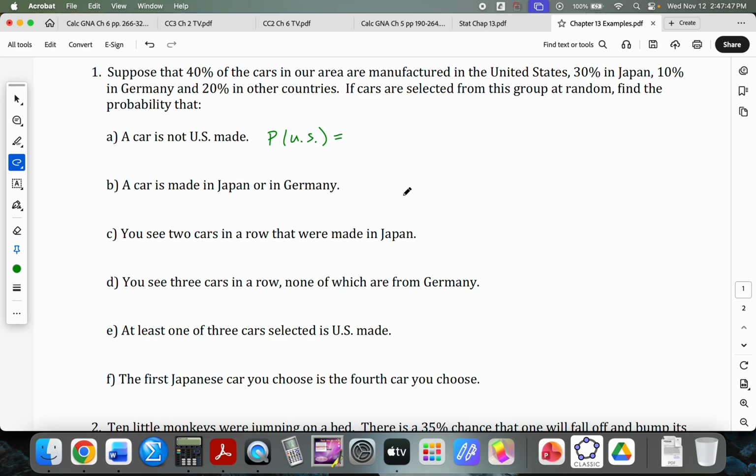What percent are made in the U.S.? 40%. So this is going to be the complement of that. That'd be 1 minus 0.4 is 0.6. We typically give these as decimals and not as percentages. It's not wrong if you do the percentage. It's just typically that's how we do it.